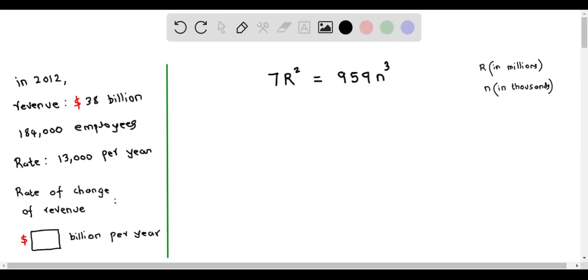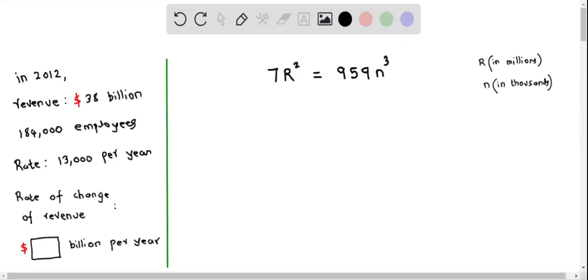In this question, we determine the rate of change of revenue in terms of dollar billion per year using this revenue and number of employees relationship, which is given in the equation as 7r² = 959n³. So first, I'm going to differentiate both sides with respect to time. So we get 7 times the derivative of r² with respect to time.